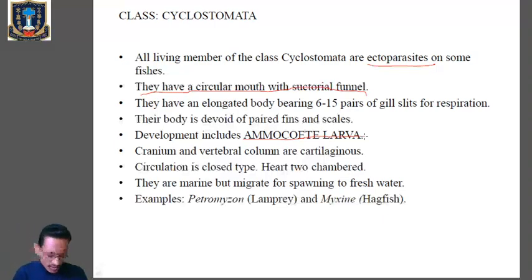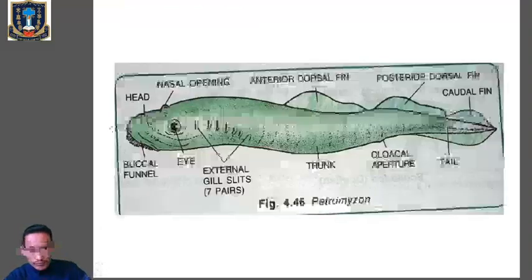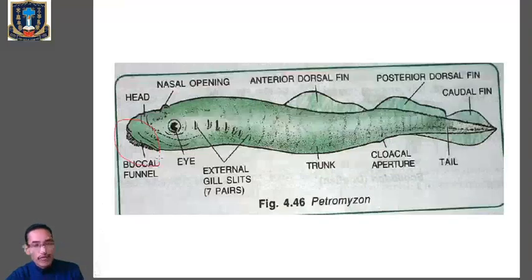Now what are the examples under the class Cyclostomata? One is Petromyzon, the common name is lamprey, and number 2 is Myxine, the common name is hagfish. Let us see the structure of Petromyzon. We can see over here the mouth, where we don't find the presence of jaw, we find the suctorial mouth. We can see the buccal funnel. Then we can see the presence of external gill slits, mainly 7 pairs. We don't see the presence of paired fins or scales in the body of the Petromyzon.